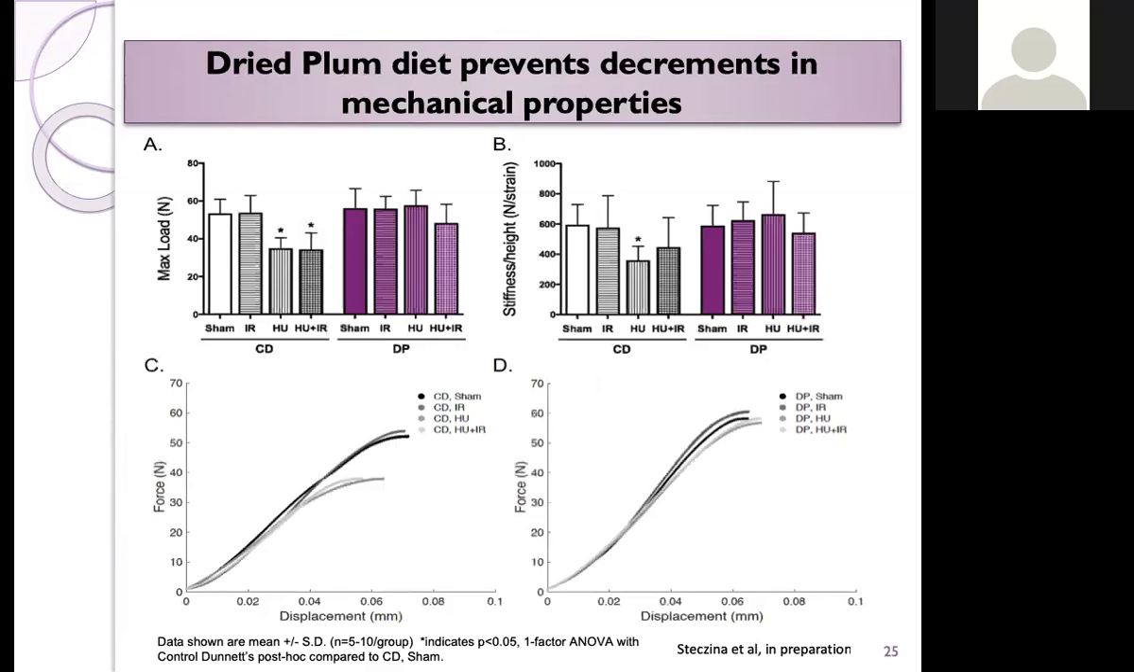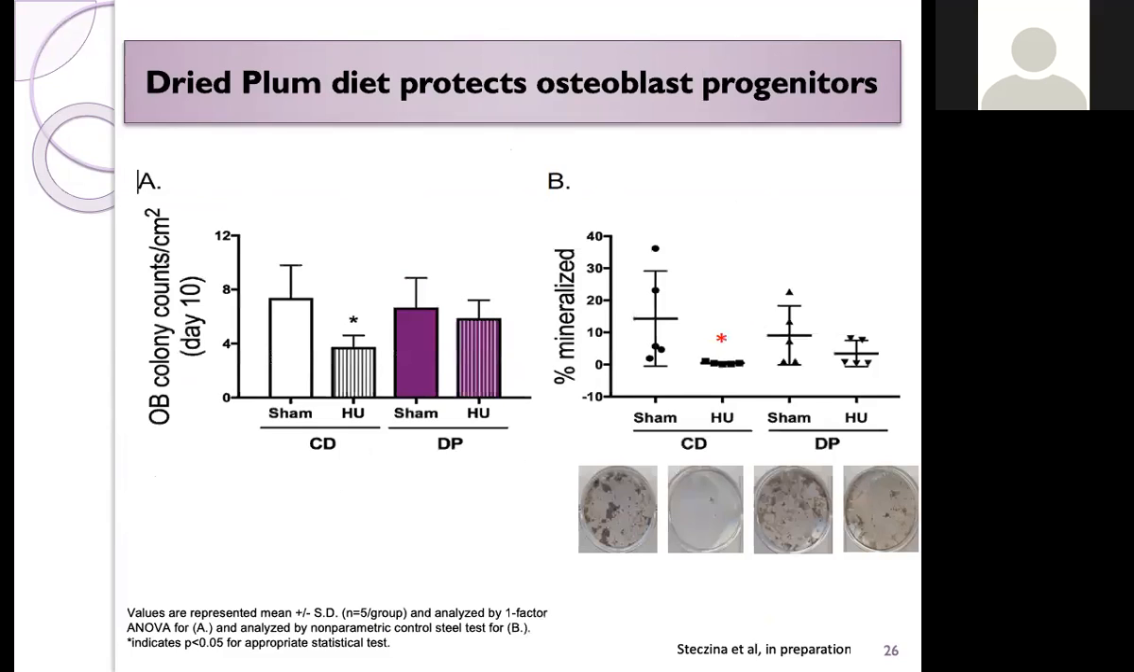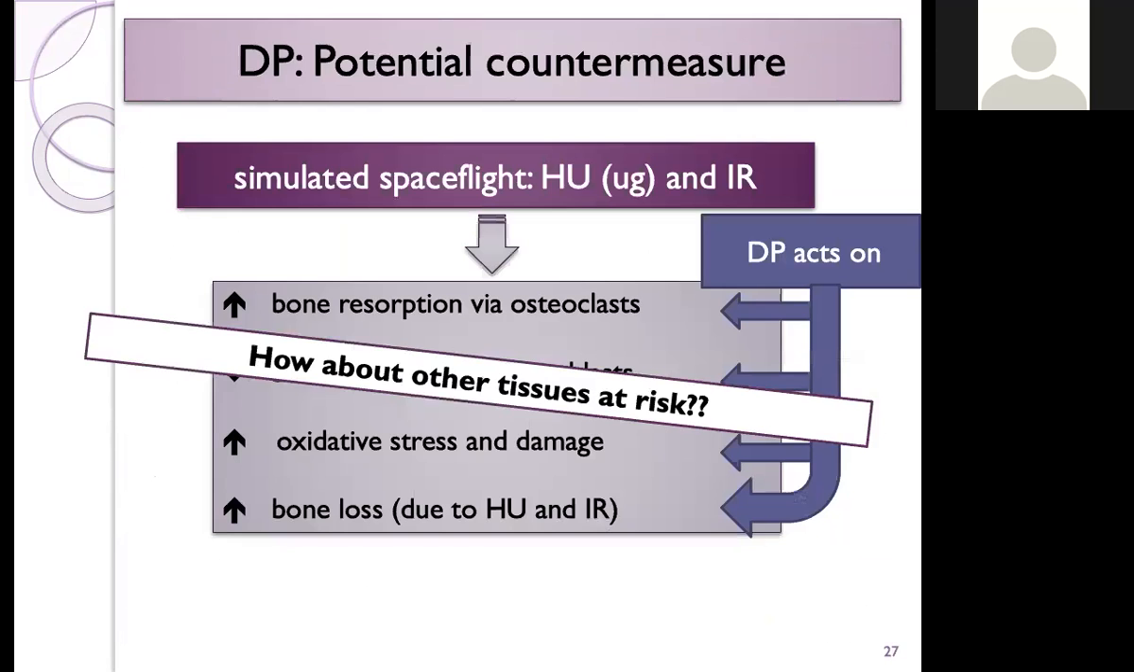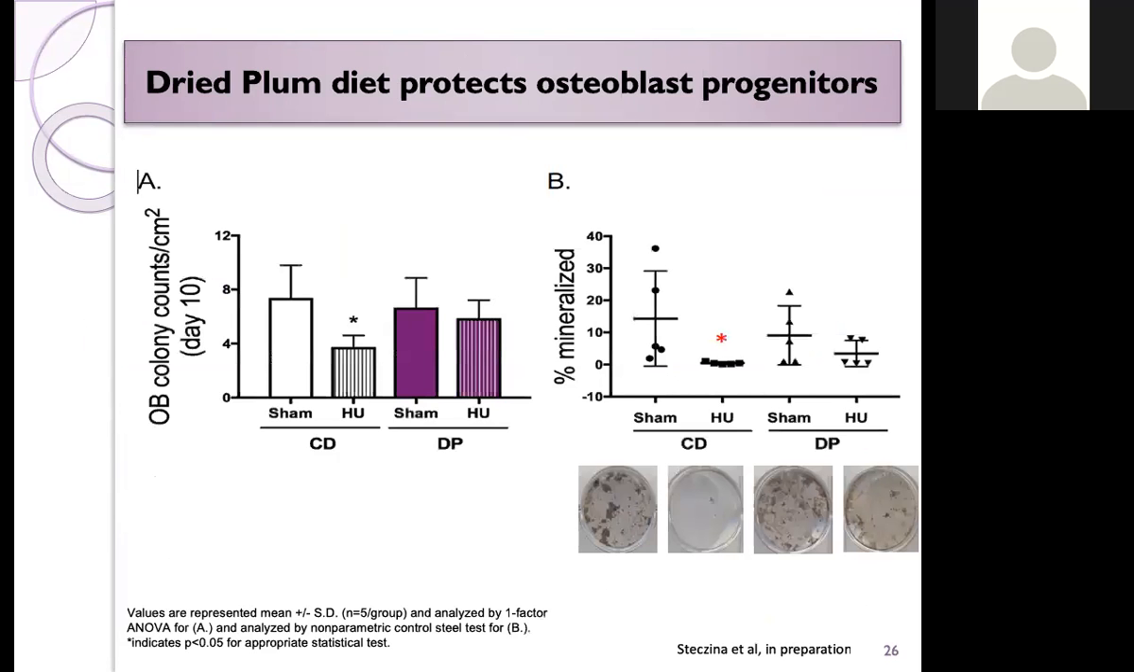Next, we looked at the capacity of the dry plant diet to prevent the effects on osteoprogenitors. Mice fed the control diet after exposure to HU have a decrease in cell growth and differentiation, whereas mice with the dry plant diet prevented that decrease. So pretty promising, pretty exciting.